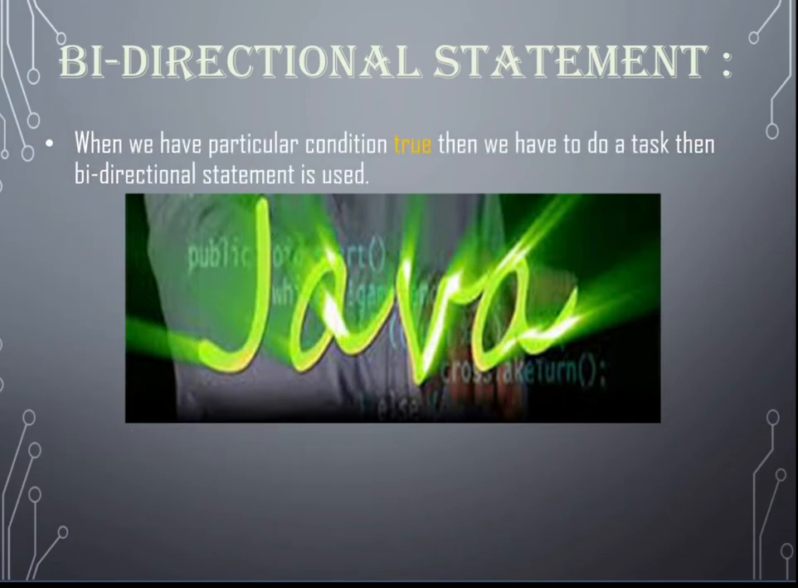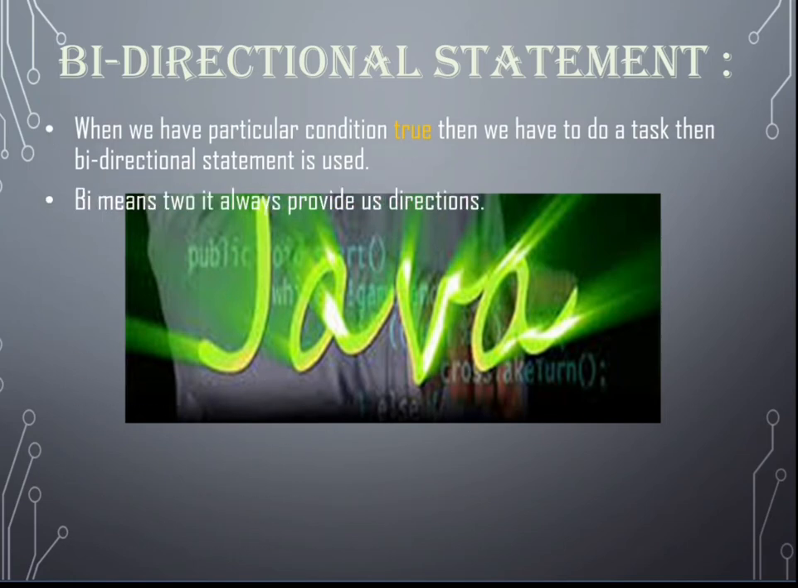When we have a particular condition, any condition, and that condition says true, then we have to do a task. If it says false, then we are not supposed to do anything. Or sometimes we have to do something else: for true, we have to do one thing, or for false, we have to do something else. Then it is a bidirectional statement.